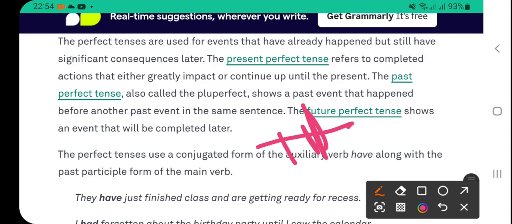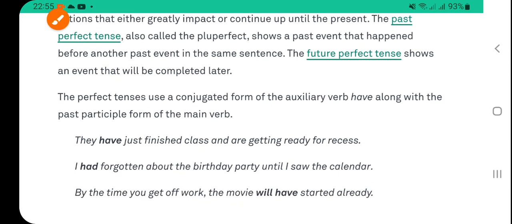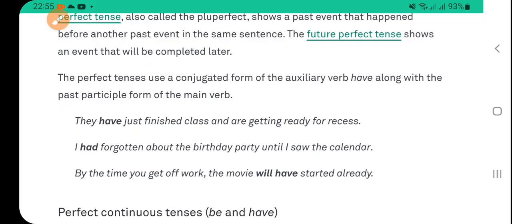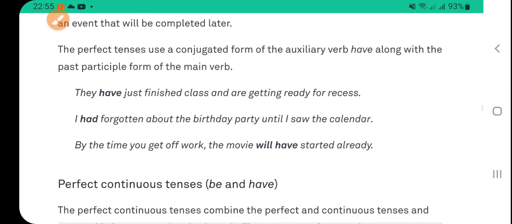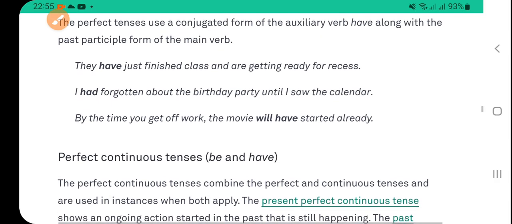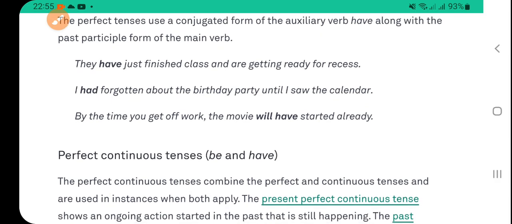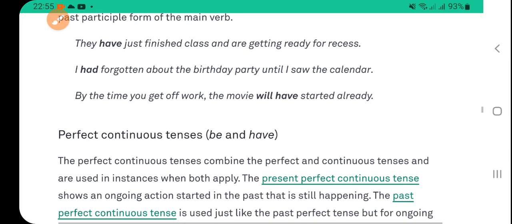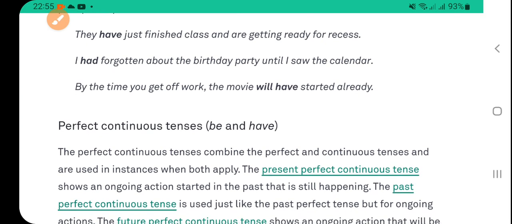And then when there are two past events in a sentence, we use past perfect tense, right? And then future perfect tense shows an event that will be completed later. So the perfect tenses use a conjugated form of the auxiliary verb have along with the past participle. They have just finished class and are getting ready for recess.